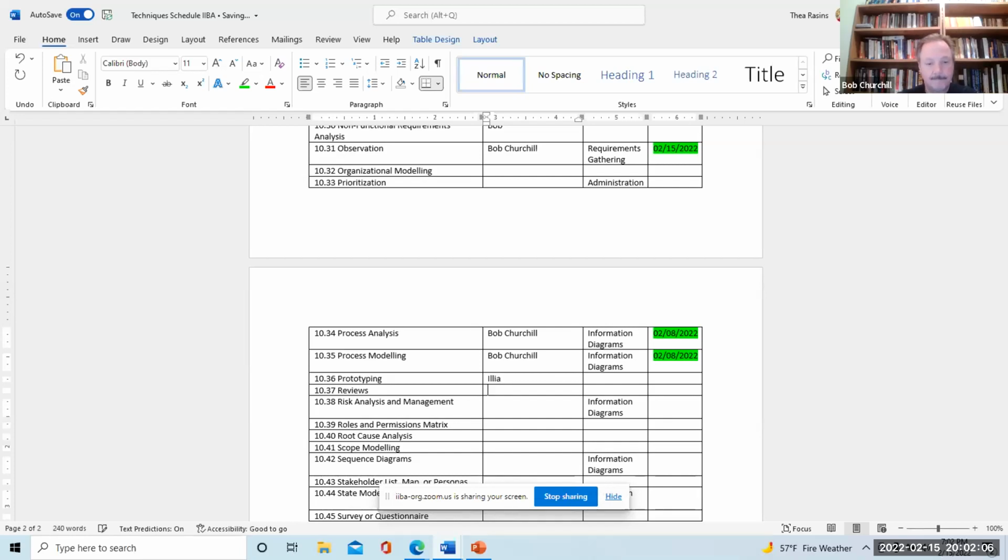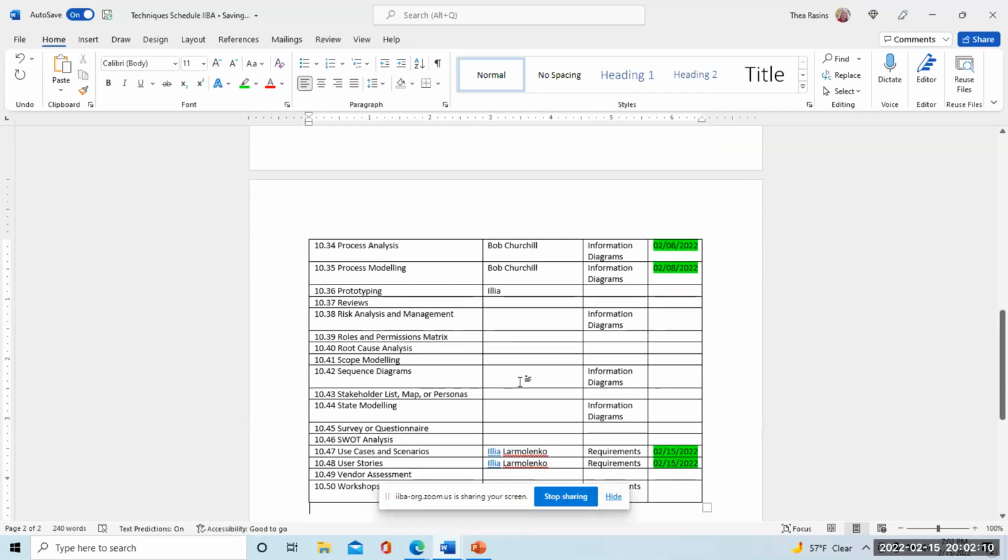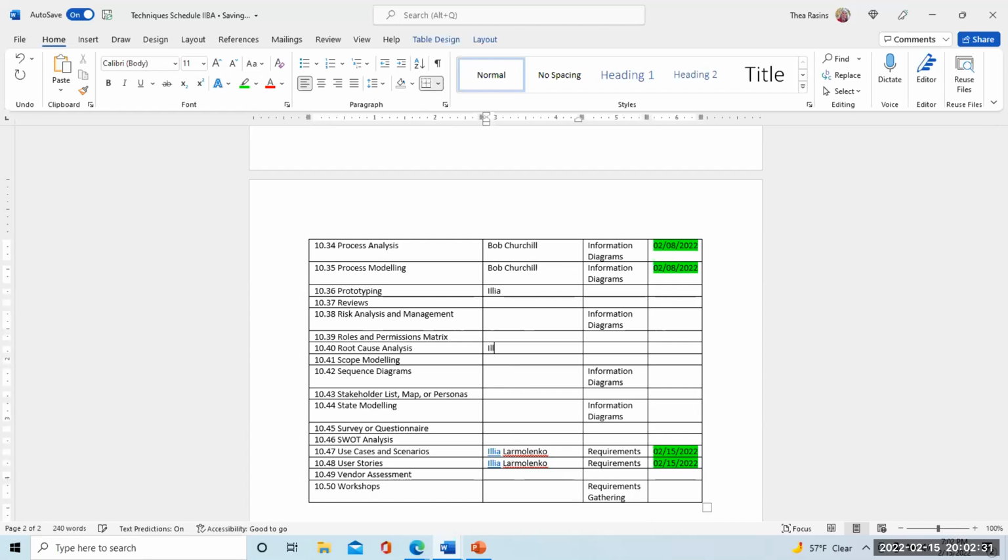Okay. Reviews, risk analysis and management, roles and permissions matrix, root cause analysis, scope modeling, sequence diagrams, stakeholder lists, maps or personas, state modeling, survey or questionnaire, SWOT analysis. Well, I can also take root cause analysis. Okay, good one. Okay. Let's see, and vendor assessment and workshops.